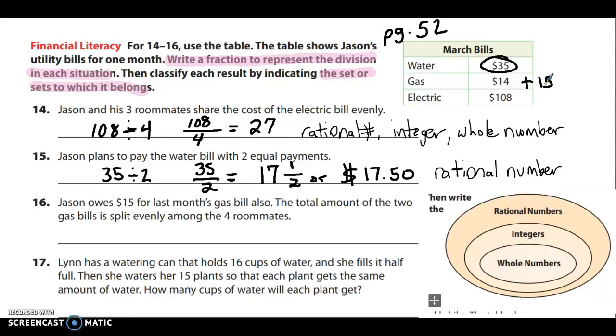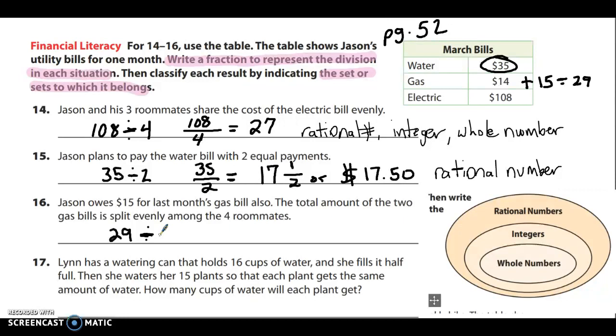The total amount of the 2 gas bills is split evenly among the 4 friends. Well, the total is going to be 14 plus 15, that's 29. And that total, 29, is going to get split by the 4 roommates. It's not 5 roommates. Sometimes we add those up.